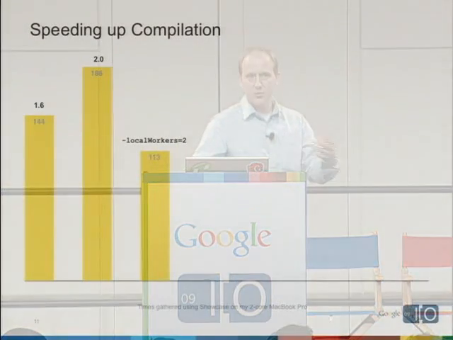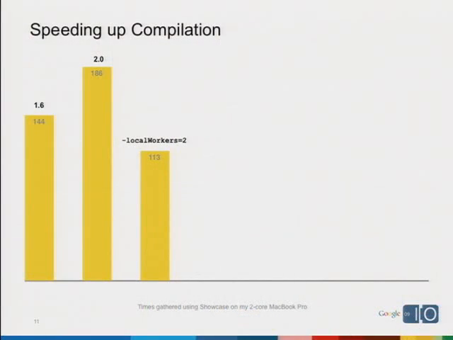In GWT 1.6, which is available as a download right now, there is a -localWorkers flag, and you can specify the number of Java sub-processes you'd like to start to run the compiler to compile those permutations in parallel. So if you find the sweet spot relative to your amount of RAM and relative to your number of cores, you can actually speed things up a lot. As you see here, with localWorkers equal 2, I can compile 25 permutations in about 2 minutes.